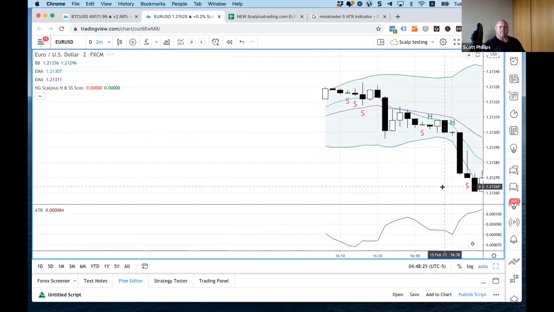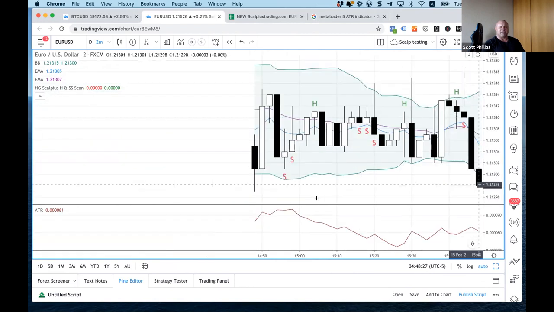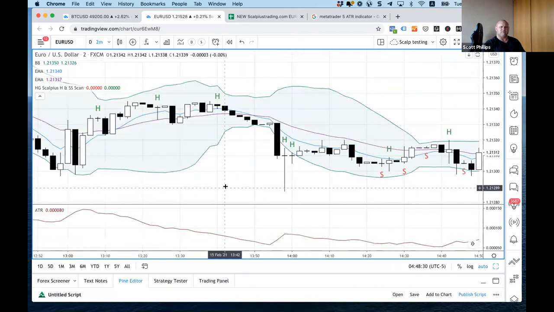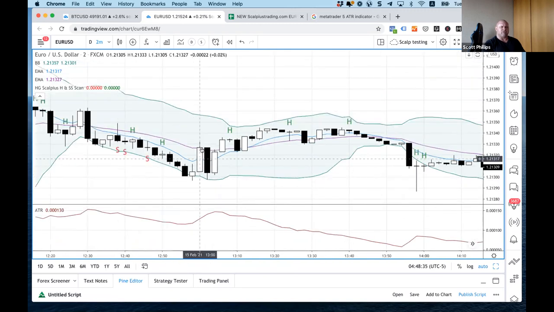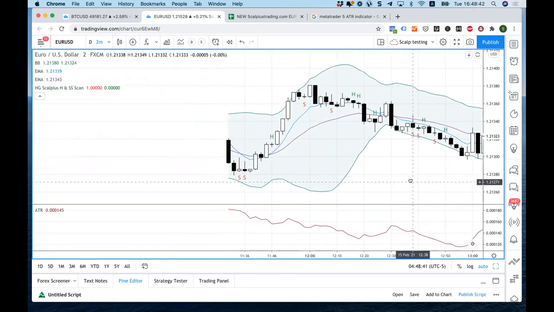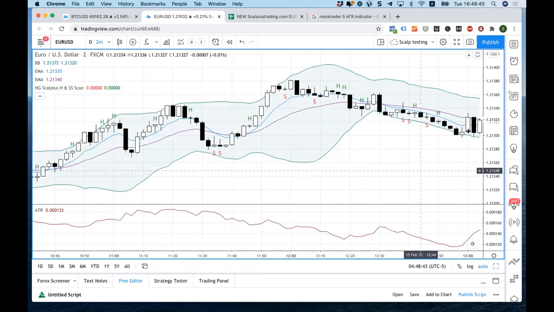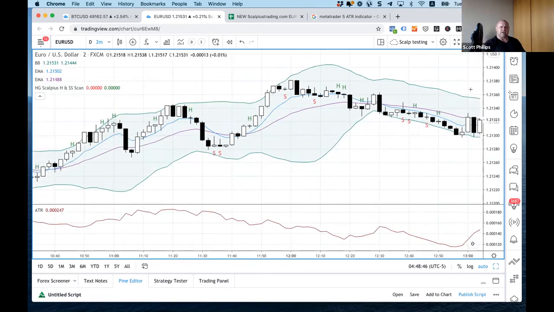Let's find one that's a bit different. Okay. See here, we have touch of Bollinger, higher close, lower close. Let's see the way that it would have looked in real time. Our entry here, our stop loss here, our target would have been way up here. That is a fundamentally different sort of a setup to take. The target is a long way away. It requires a complete reversal.